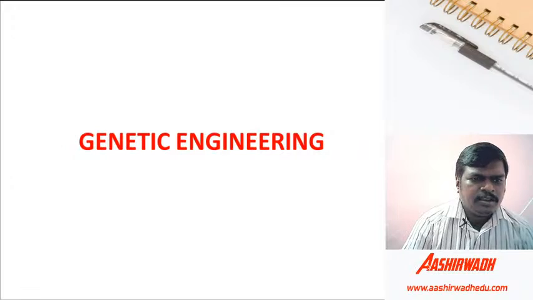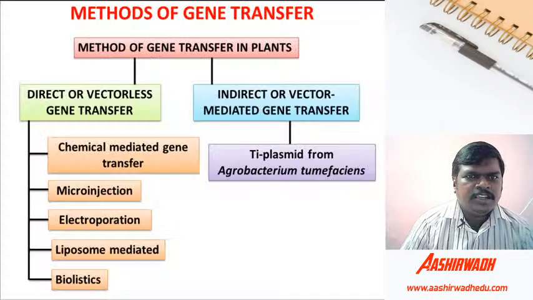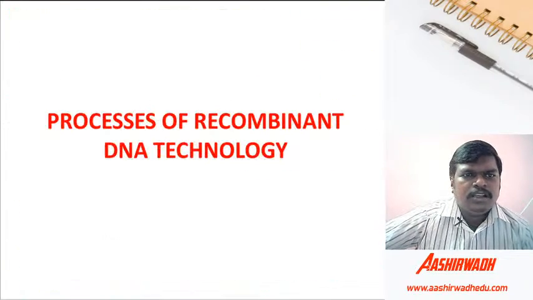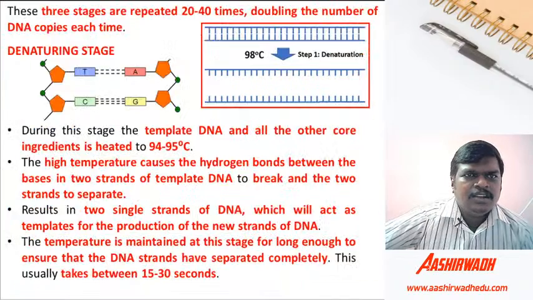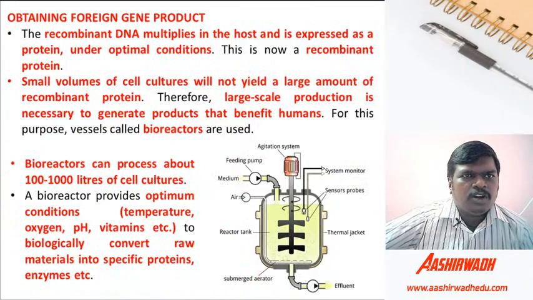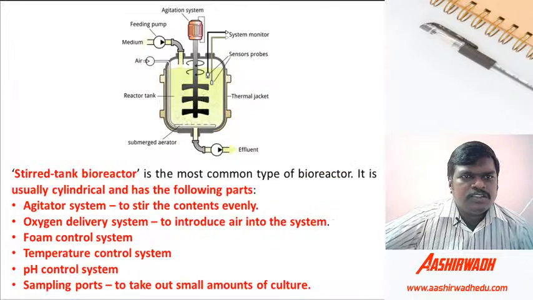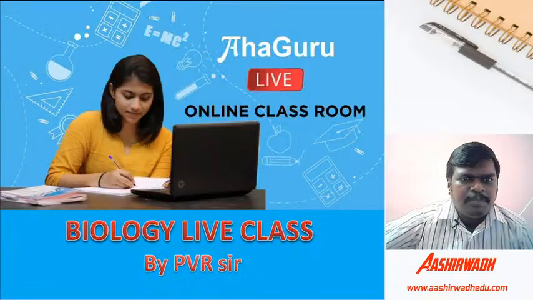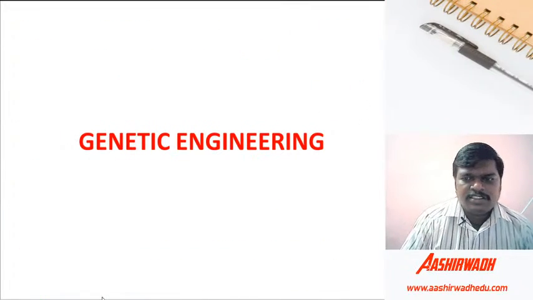In this topic, we're going to talk about what are the various steps that are involved in genetic engineering process, methods of gene transfer, and then process of recombinant DNA technology, how the process is done, and then finally we're going to talk about the downstream processing. This is what today's class covers, and then we are going to talk about the applications of biotechnology. Okay children, we'll start in another 10 minutes time.